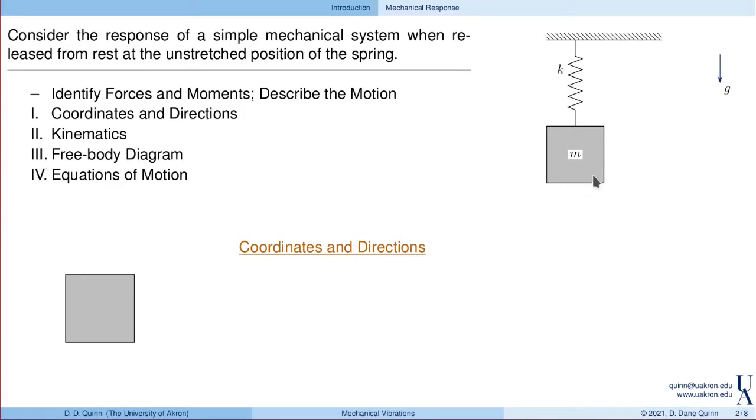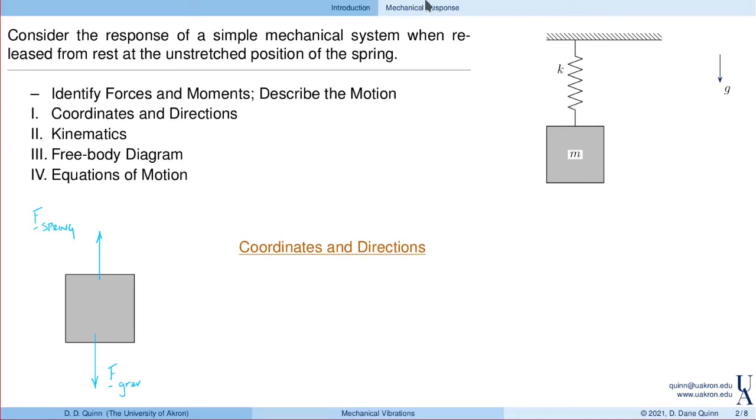So I've got 2 forces that act on this block. One is a force due to gravity, so we'll call that F gravity. And the second force that acts on the block is due to the spring, and we'll say that's F spring. Again, I'm not telling you what these things are. I'm just saying they exist.